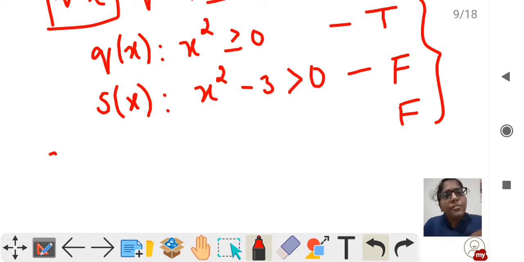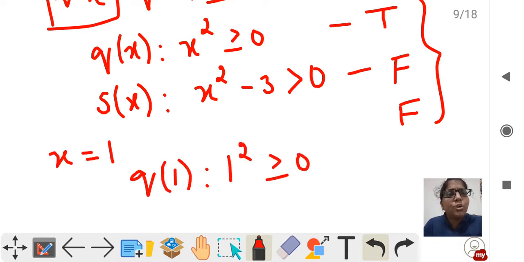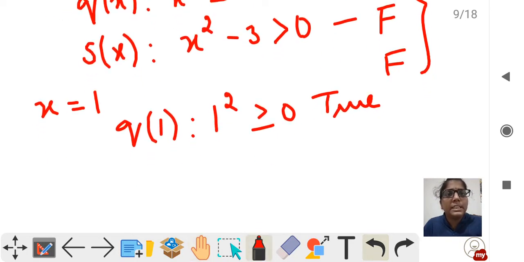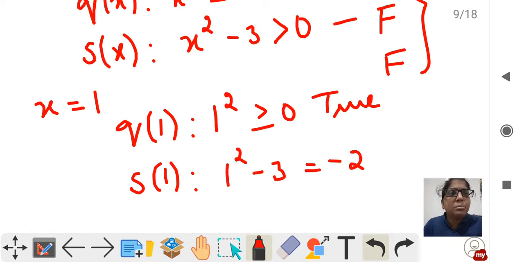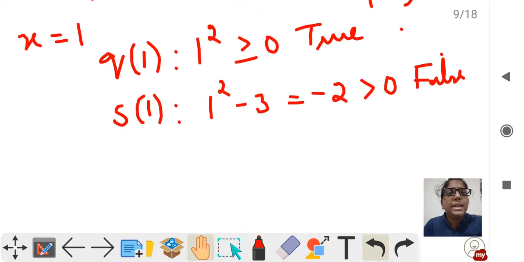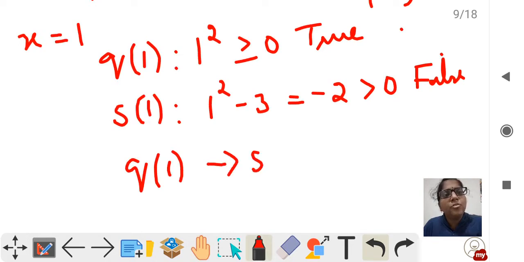Okay, so here if you take x as 1, what is q of 1? It is 1 squared, and 1 squared is greater than or equal to 0. It is a true statement. But here s of x, it is s of 1, it will become 1 squared minus 3. What is it? It is 1 minus 3, which is minus 2, greater than 0. It is a false statement. So true, false. So what is this? It is an implication statement, right? So q of 1 implies s of 1 is a false statement.